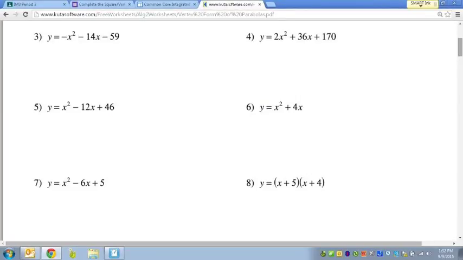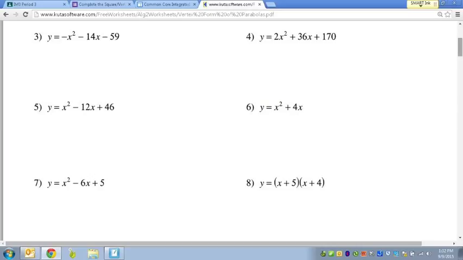All right, so these are problems where I'm going to complete the square to write it in vertex form. These are all quadratic equations, and there are many different methods that we can use, but the primary method I want to focus on is completing the square.